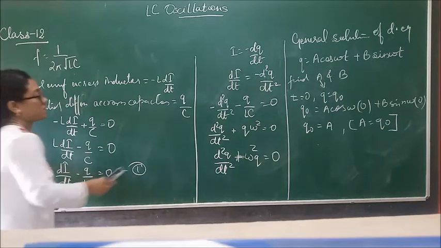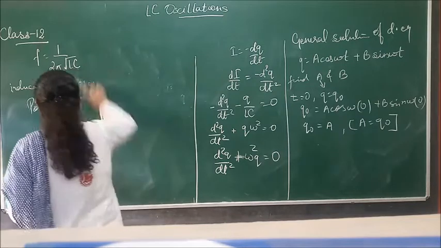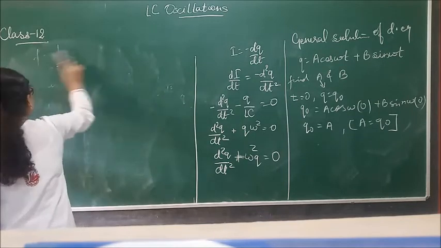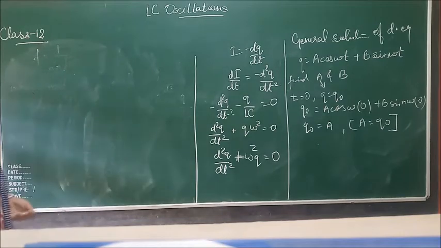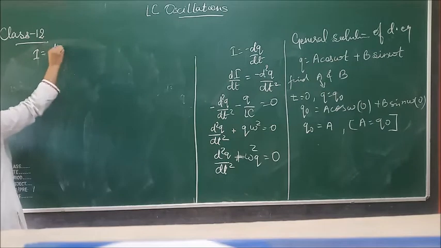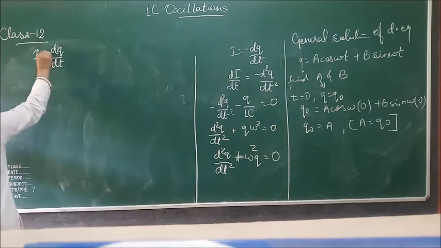ठीक है, चलो rubbing this. Now, for finding the value of B, first you know what is the value of I. I is equals to, as you all know, dq by dt, with the negative sign.